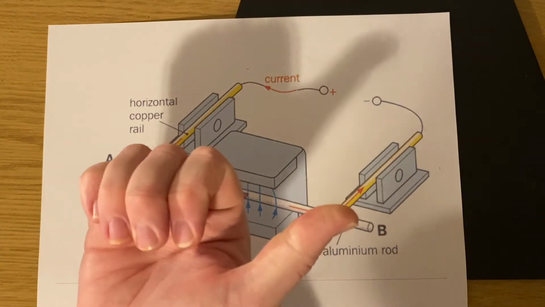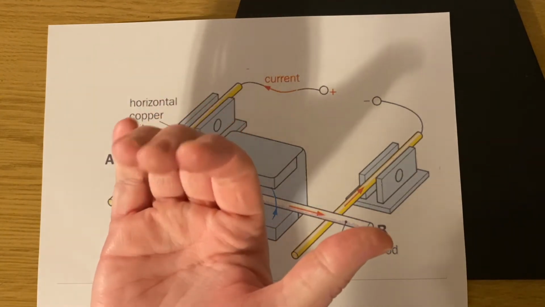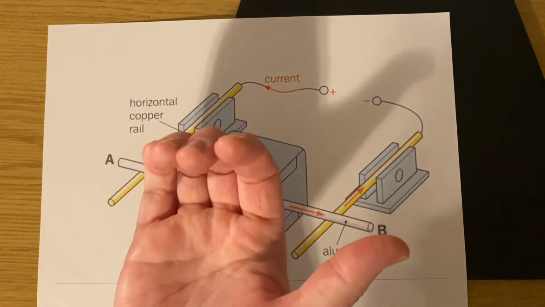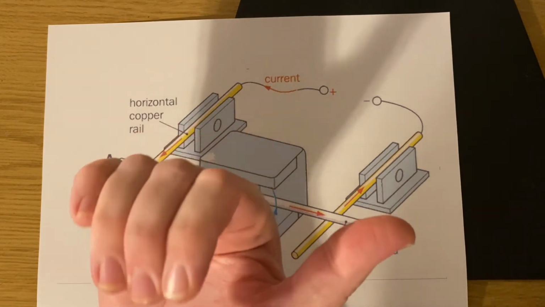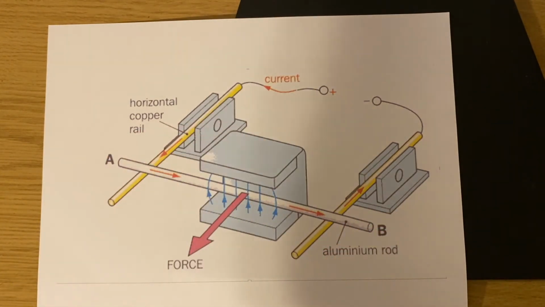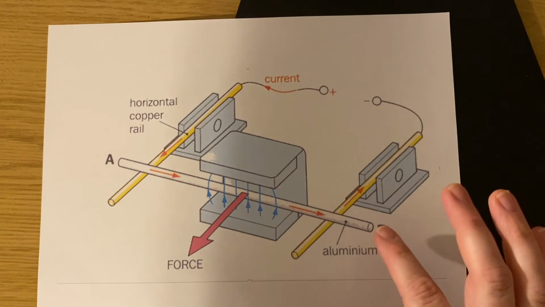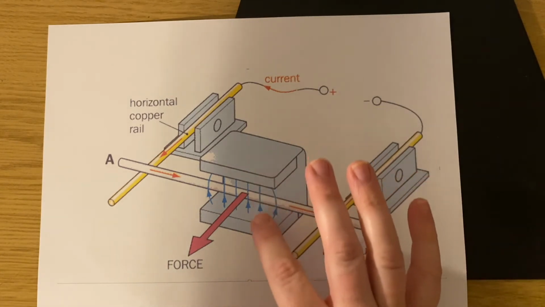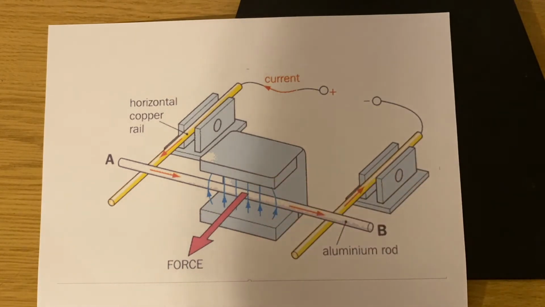So if we take our thumb and it's pointing to the right, it means that our magnetic field is coming around, and it's coming up the back and around the front of that aluminum rod. Well, that magnetic field is going to be interacting with the field that's created by the fixed magnet there. And because of that, we'll get a force.